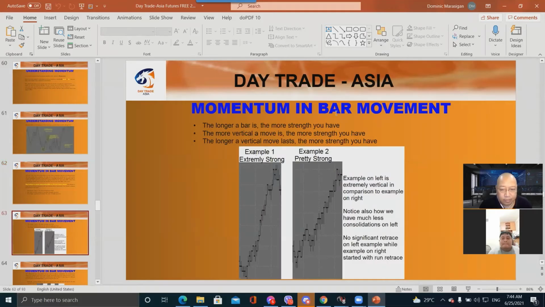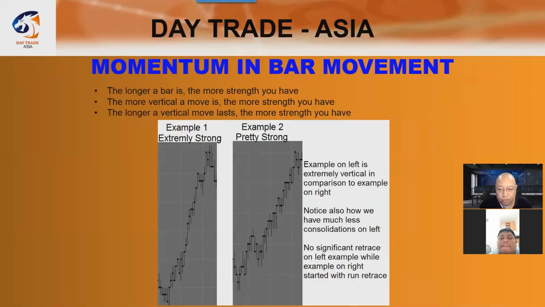Okay. Again, between these two pictures, example 1 and example 2, example 1 is a stronger run than example 2 because we have longer bars. The more vertical the movement is, even though this is vertical, it's not as vertical as this. And the longer the vertical move lasts, the more strength you have. This one, you have some small retracements. Whereas this one, you hardly have any retracements. It started off with retracements here at the bottom, but in the middle, it got strong as compared to this. Example number 1 is a stronger run than example number 2.